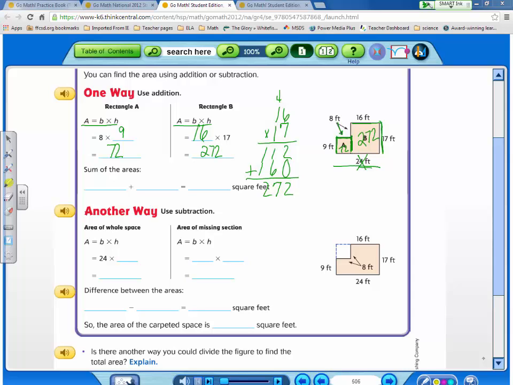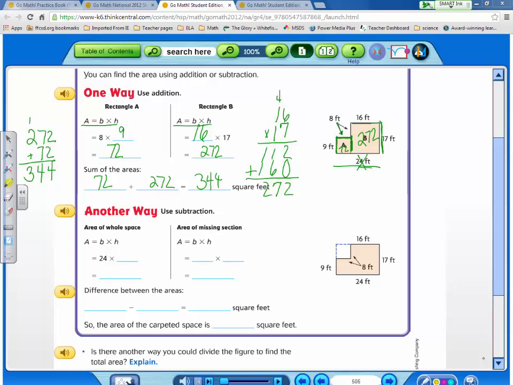And now I know I'm going to combine these two areas to find the total area, so I'll find the sum. So 72 plus 272, and again, do it on the side. Don't try to do big things like this in your head. 2 plus 2 is 4, 7 plus 7 is 14, so 344 square feet. So remember, you're breaking it into smaller pieces and then you're going to put them back together. When you break things up, they have to be broken into rectangles.